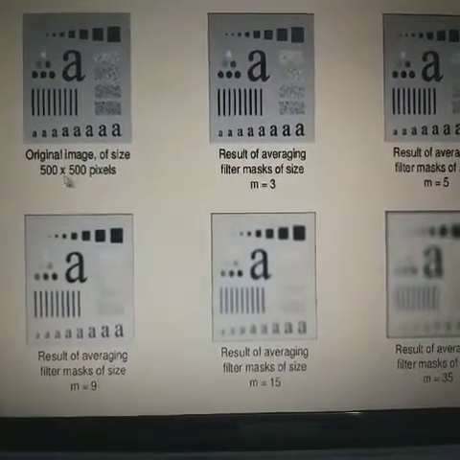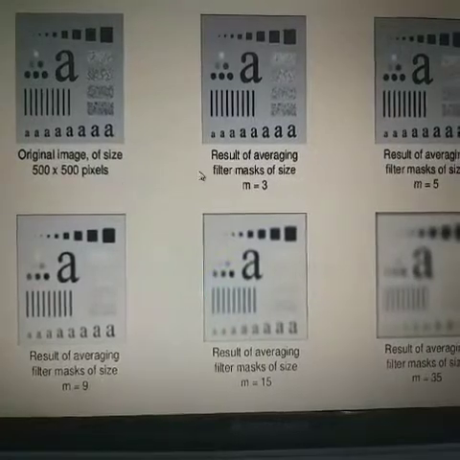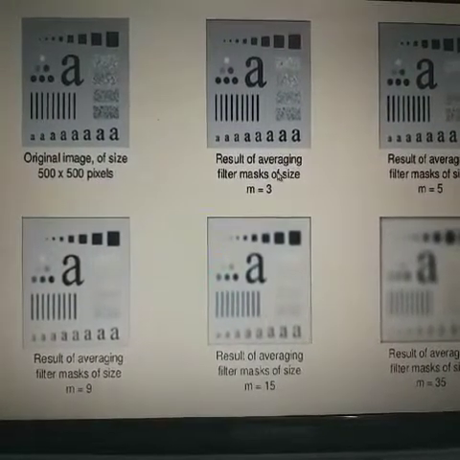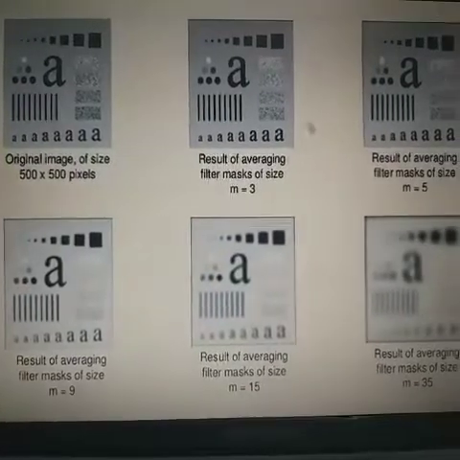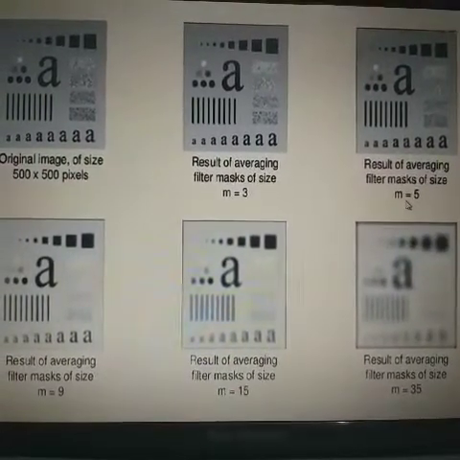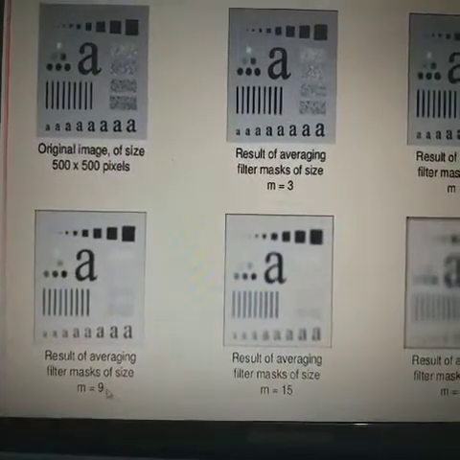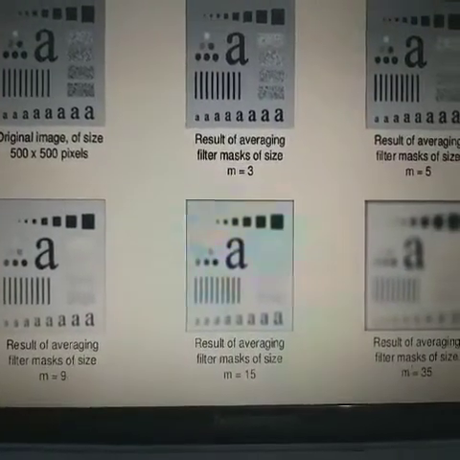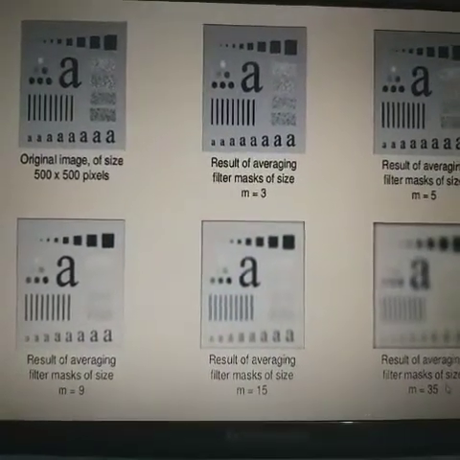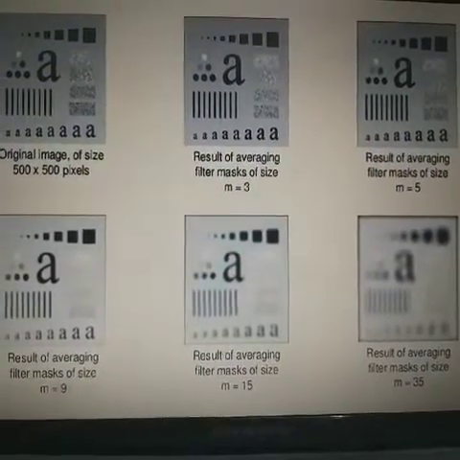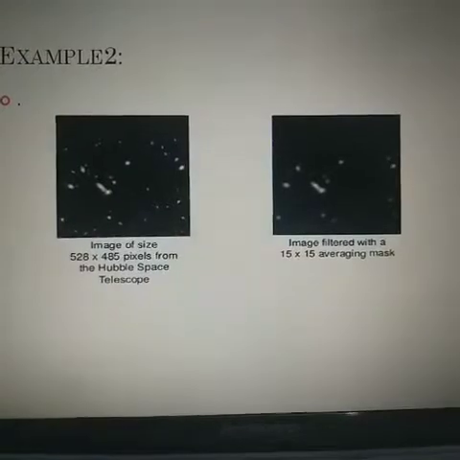For the averaging filter, we have the original image of size 500 by 500 pixels. After applying the mask of size m equals 3, the image looks like this. Now the mask size is m equals 5. Now we have mask size m equals 9, and m equals 15. The larger the mask size, the smoother the image becomes. This is the second example.